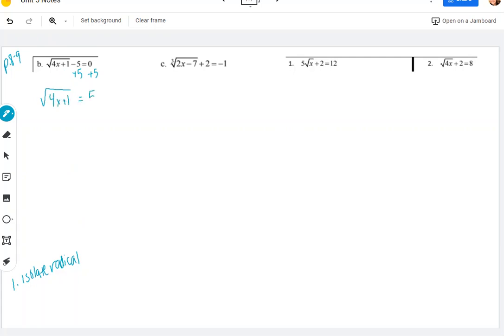Okay, now that my radical has been isolated, I'm going to raise each side of the equation to the power that's the index. So since this index is 2, I'm going to square each side of my equation.